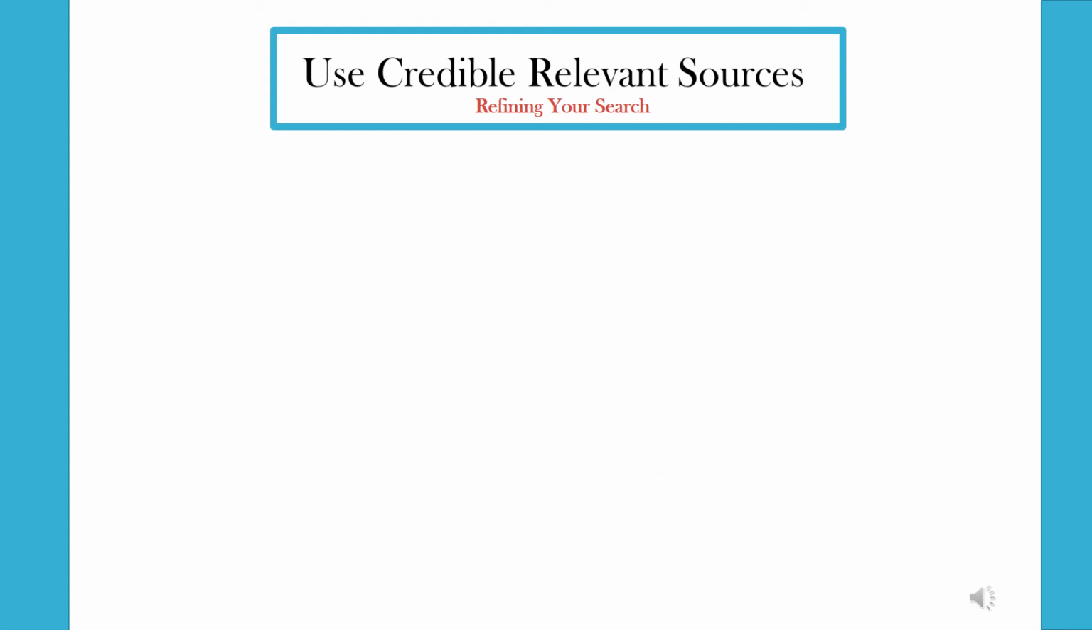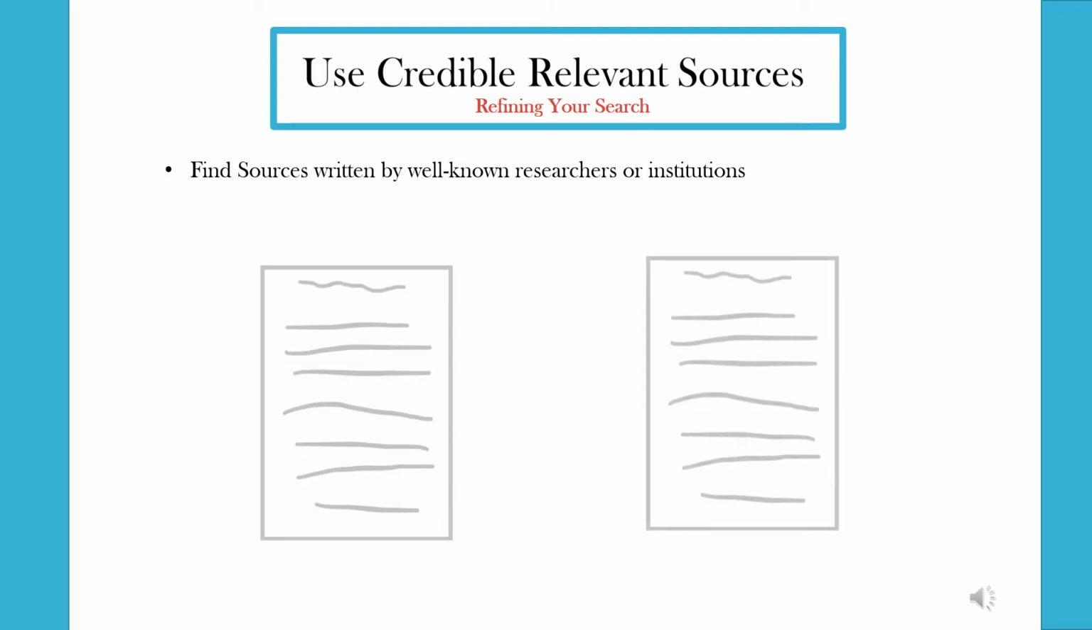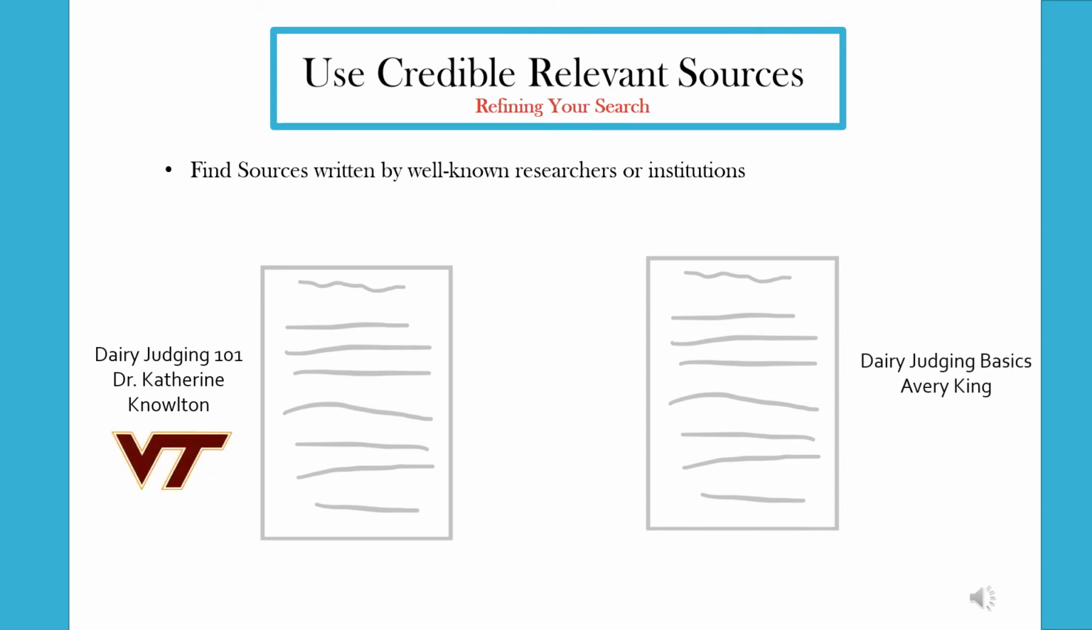It's important to find sources that are written by well-known researchers or institutions. Let's just say you are researching dairy judging and you come across two different essays. The first is written by Dr. Catherine Knowlton, who you find out is a dairy judging professor at Virginia Tech. And the second is Avery King, who is a 4-H'er and has only been judging for around 3 years. You will probably want to use Dr. Knowlton's essay because she's not only a well-known researcher, but her research is supported by Virginia Tech.